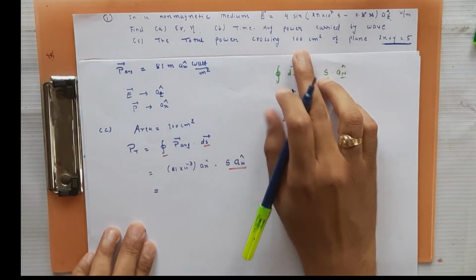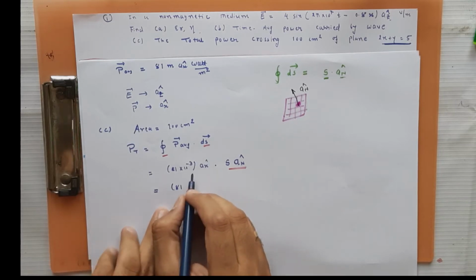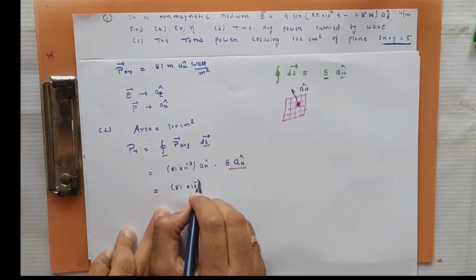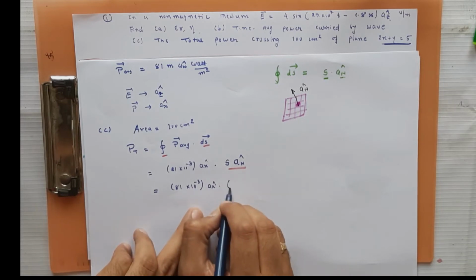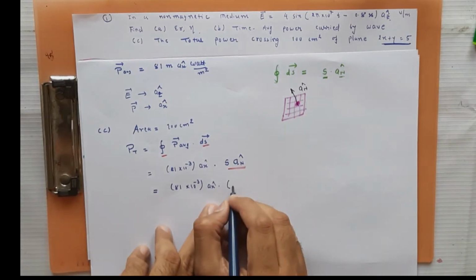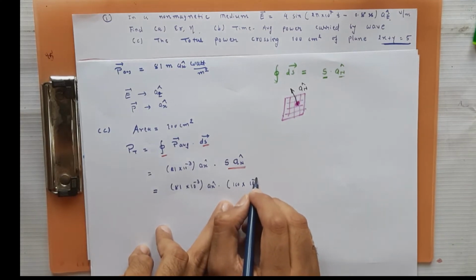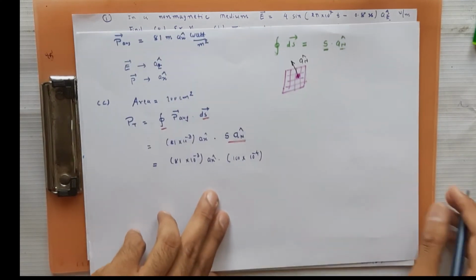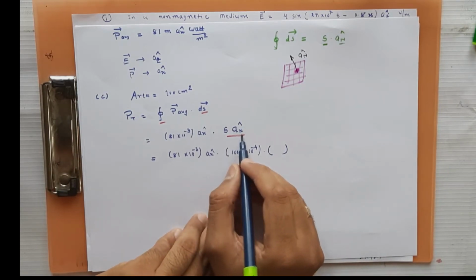So now what is S? S is given as 100 centimeters square. Okay, so this is 81 into 10 raised to minus 3 ax into 100 centimeters square. 100 into centimeter means 10 raised to minus 2, but centimeter square means 10 raised to minus 4. Clear? And the most important thing is an.